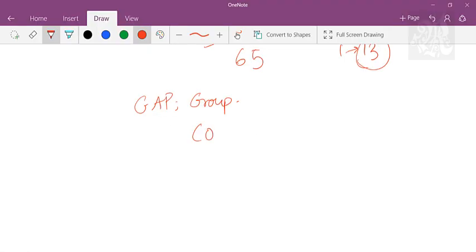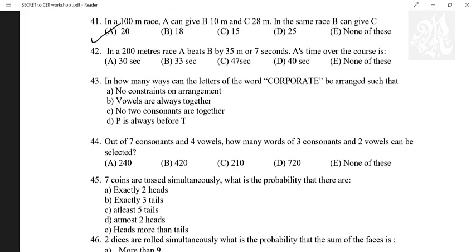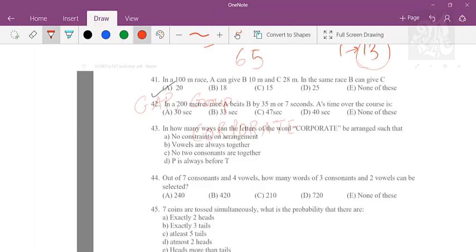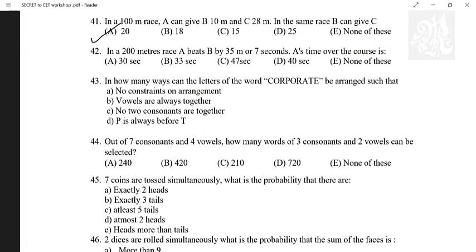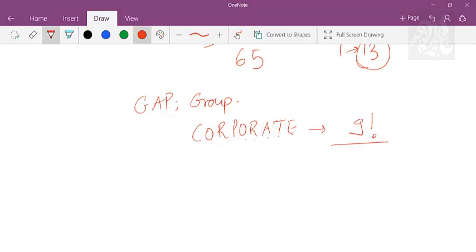So first of all, don't worry about the repeating letters for now. Let's first understand what we want to do exactly when it comes to arranging. With no constraints on arrangement, there's no issue at all. I have 9 letters, so it's going to be 9 factorial upon, so how many letters repeat? Both O's are repeating and both R's are repeating, so it's going to be 2 factorial for the 2 O's and 2 factorial for the 2 R's. This is, I guess, pretty clear when it comes to repeating letters.